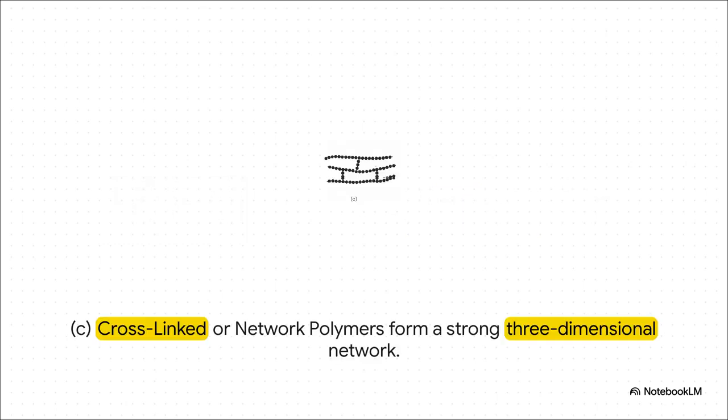And then, there's this third structure, cross-linked or network polymers. This is where things get really interesting. Different polymer chains are actually linked to each other, forming this strong, three-dimensional network. It's kind of like a fishing net, and it's this cross-linking that makes these polymers so tough and rigid.